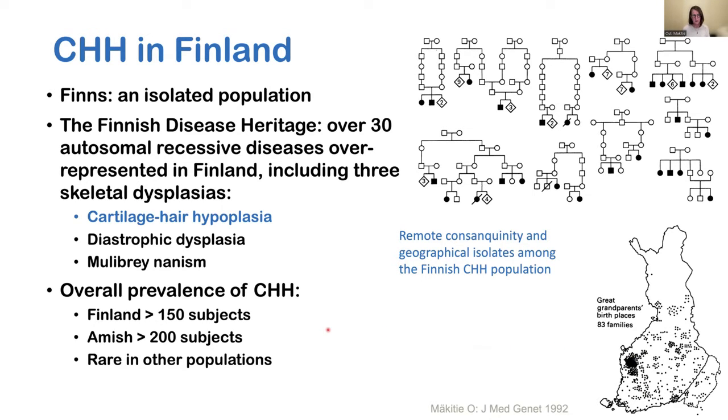So nowadays we know that the overall prevalence of CHH in our country, we know of more than 150 patients in a population of approximately 5.5 million. Among the Amish, I'm not quite sure about the exact number, but more than 200 subjects presently. And then cartilage-hair hypoplasia has been seen in most of the populations, but it seems to be very rare in other populations.